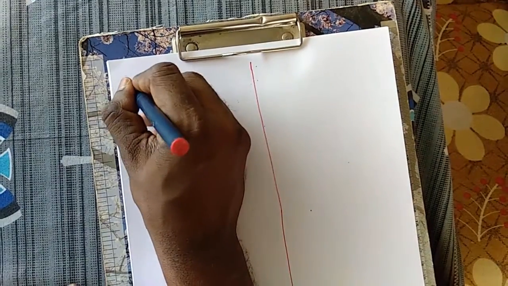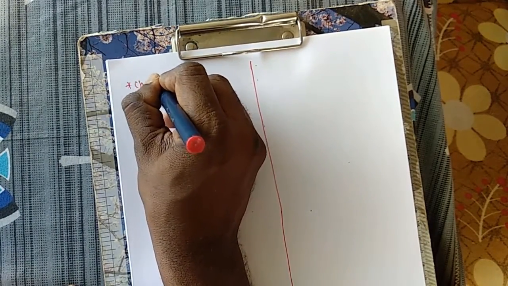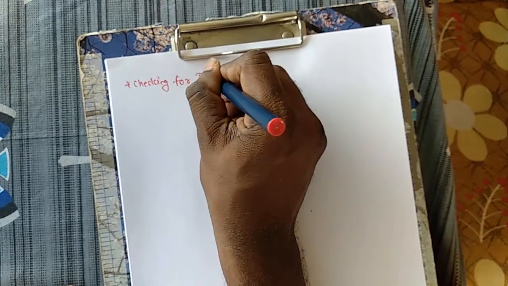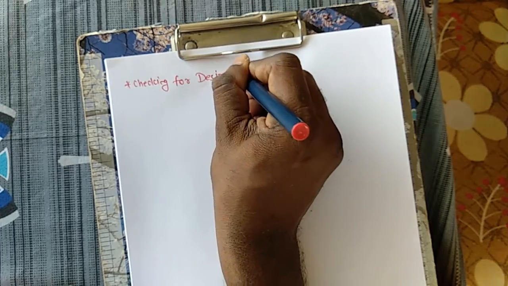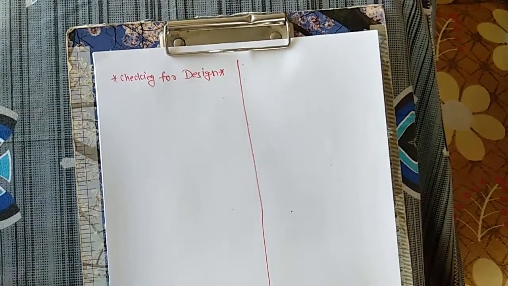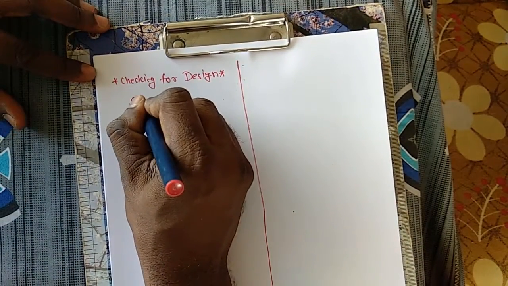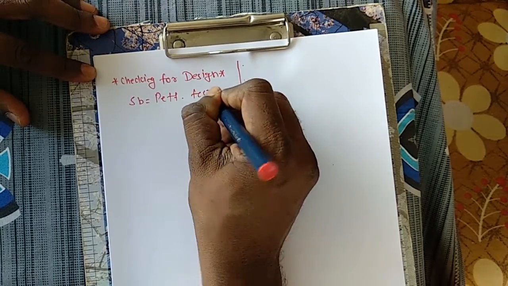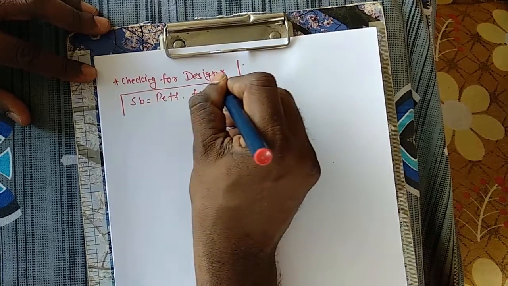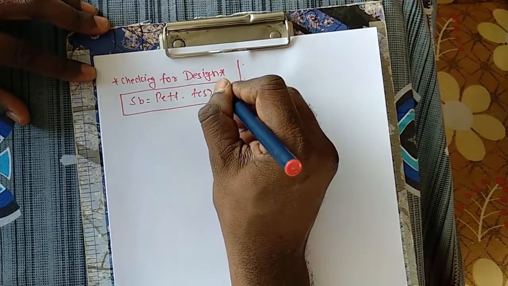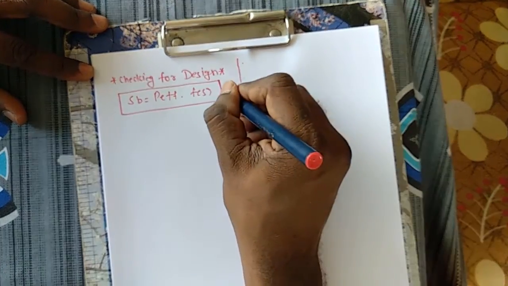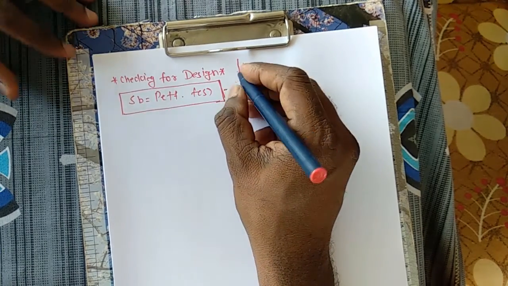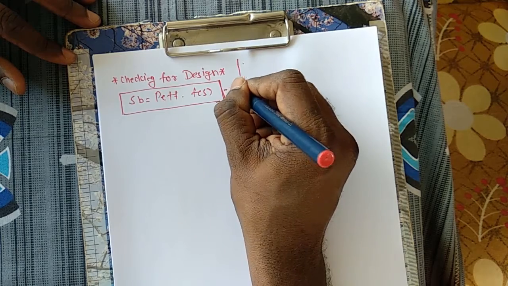So we will check it for design. Again the same procedure we will follow. Here SB is equal to P effective into Fs will be the equation, right? So I will mark this equation as equation P.